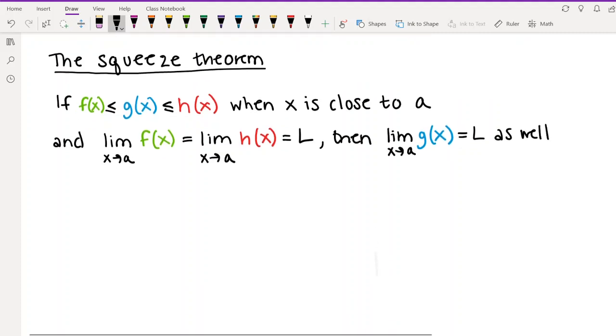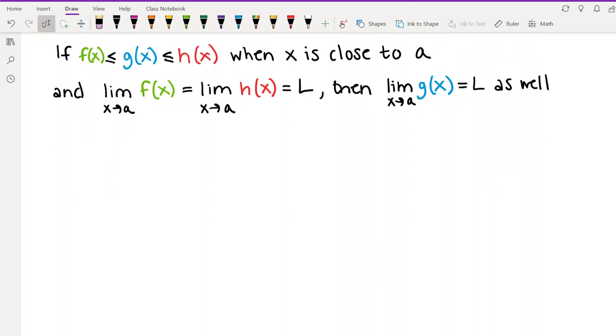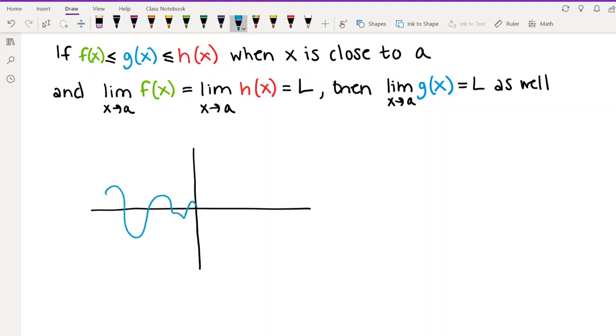So let me draw a picture to kind of help explain this. So basically what we're saying here is if you have a function g of x, so say my function looks something like this. I'll just make it some crazy function. So this is g of x. And then you have another function that is above it. So maybe let's make this one be the top function, or oops, that's reversed. I want to be consistent with my color here. So the top function should be in red, right?